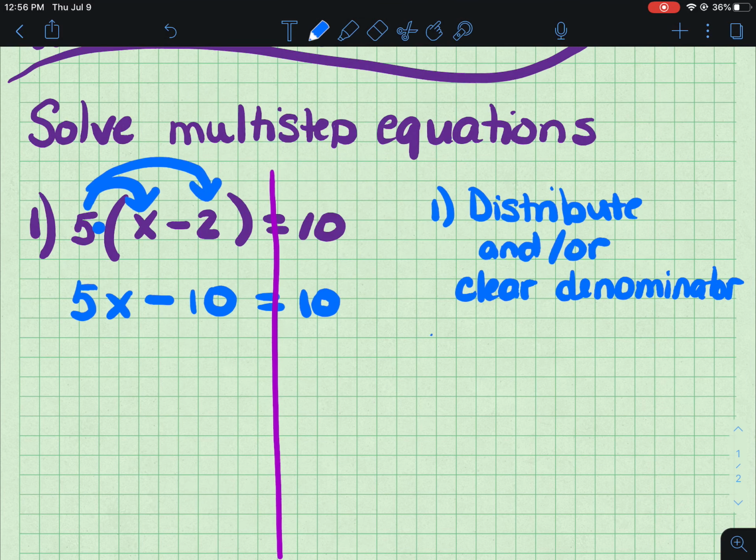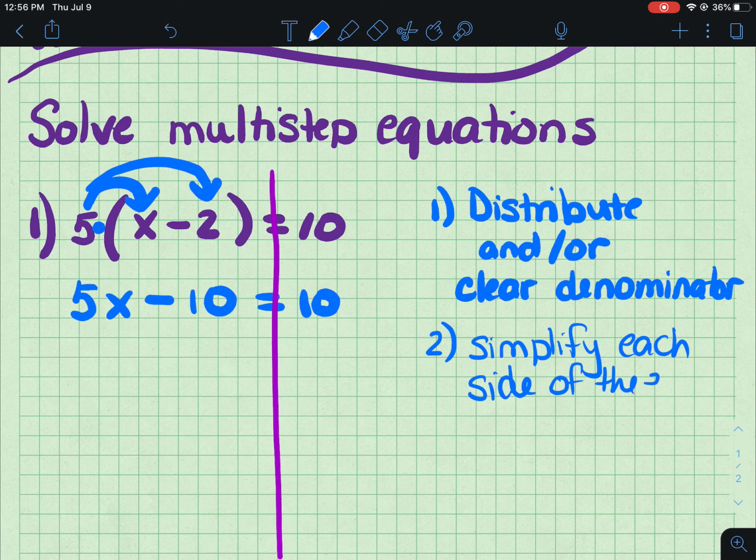Okay, the second step is always to simplify each side if possible. So we look at each side of the equation, and we look to see if there's anything that can be put together before we start solving. You can solve without simplifying. It'll just create more steps.